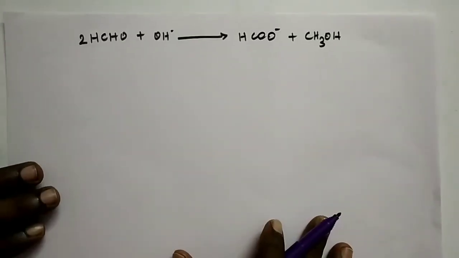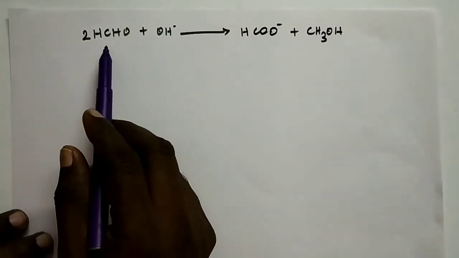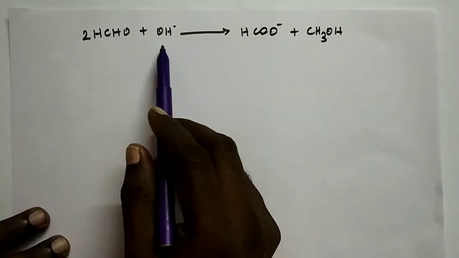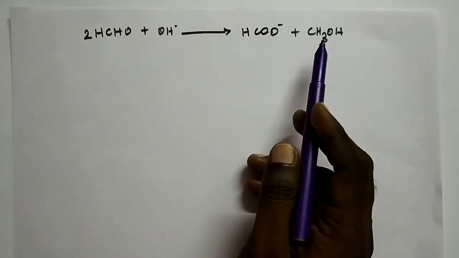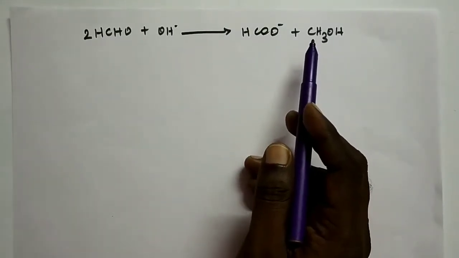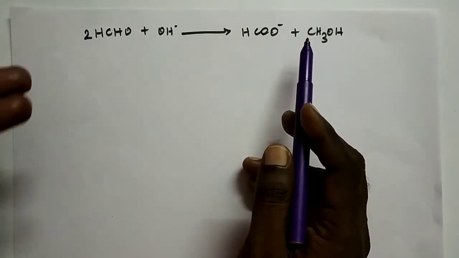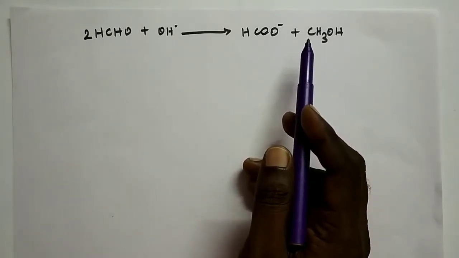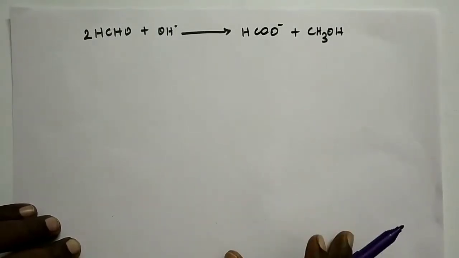Okay, let's go to another example. What is this reaction? Formaldehyde in the presence of base gives formate and methanol. What is this reaction? Cannizzaro reaction, yes. What is the need of that reaction here? It seems irrelevant to the context we are discussing. This is an organic reaction, but we are discussing redox reactions.